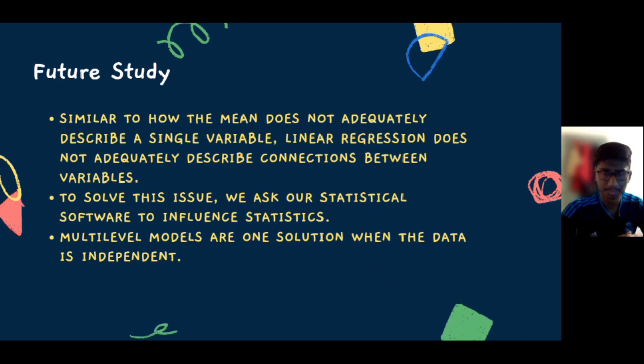So for future study, using the same linear regression model, similar to how the mean does not adequately describe a single variable, linear regression does not adequately describe connections between variables. To solve this issue, we ask our statistical software to influence the statistics. So rather than only relying on the mean values of the variable to build the predictive model, we can use statistical analysis such as the quartiles, the standard deviation, and many others. So we can build a much more accurate and efficient model.